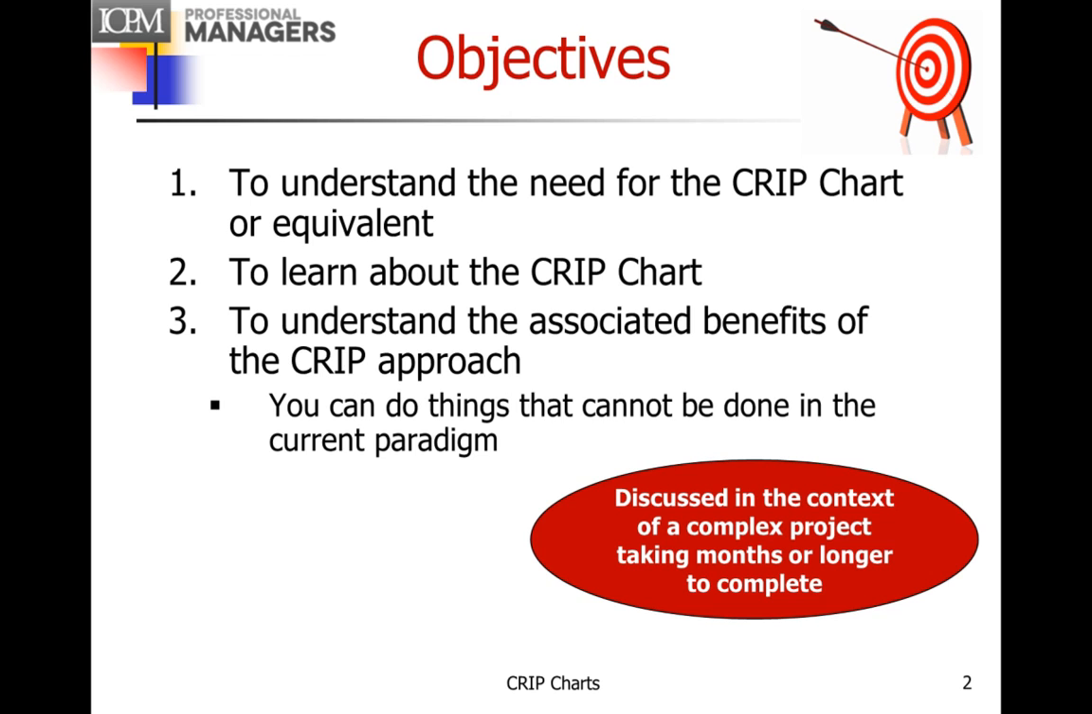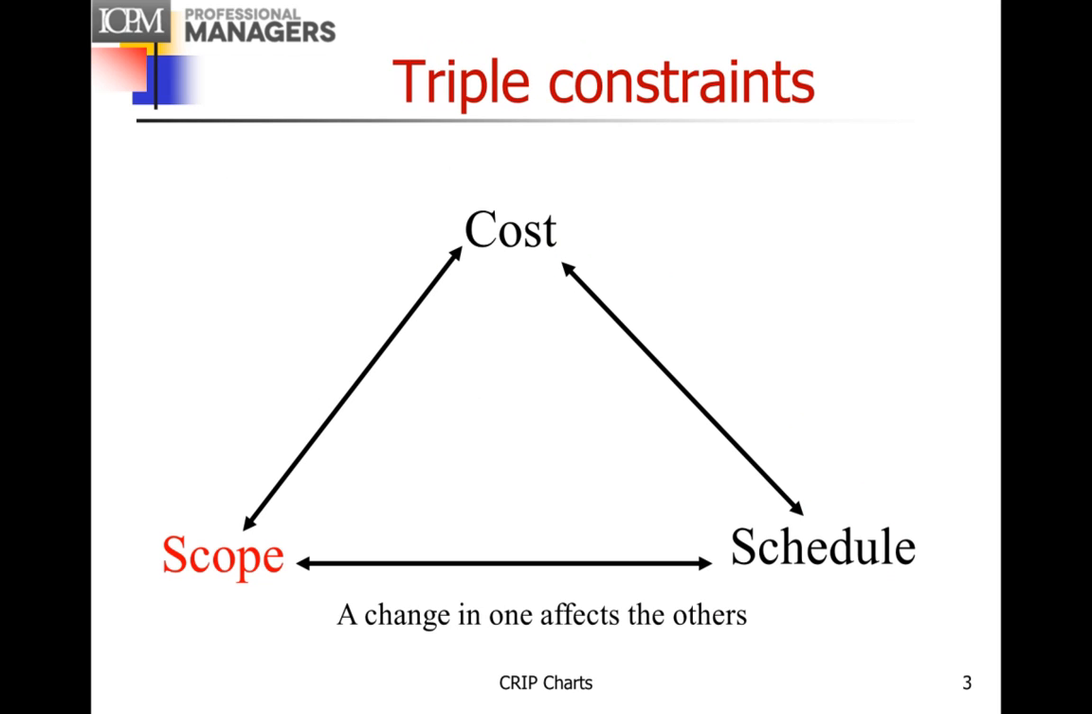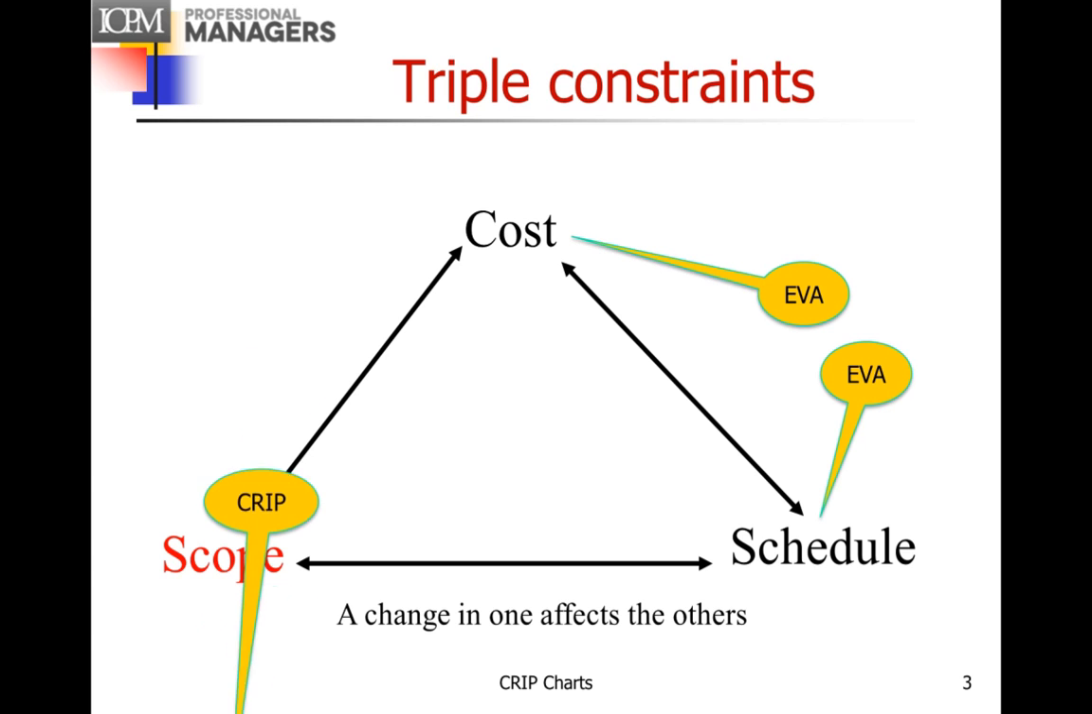And I'm going to discuss it in the context of a complex project that takes months or longer to complete, and what we call the system development process. In project management, you probably know about the triple constraints of cost, scope, and schedule. And we measure cost and schedule using EVA, earned value analysis, but currently there isn't anything that's really useful for measuring scope. That's where CRIP comes in, as I will explain in a moment.